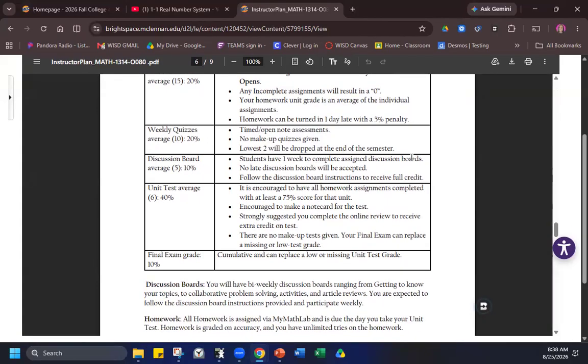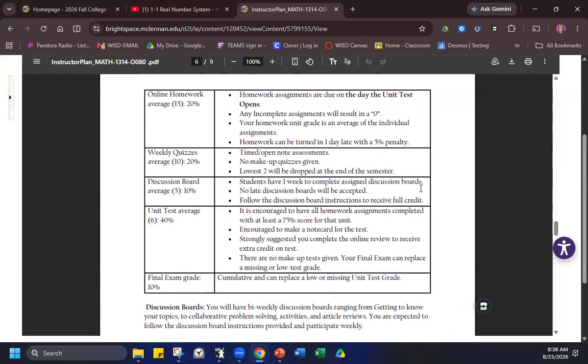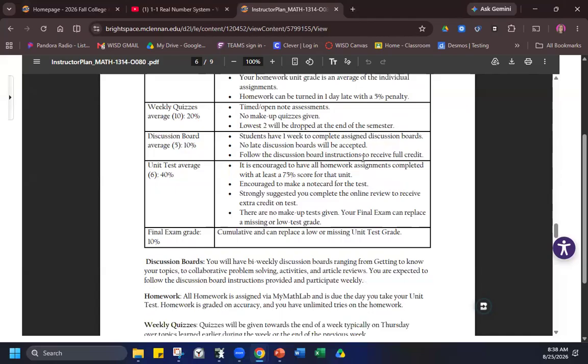And the reason why you have a week to do it is because, again, that is your main attendance for our class. And then there are opportunities built in for extra credit in different areas. But full credit, follow the instructions on the discussion board post.